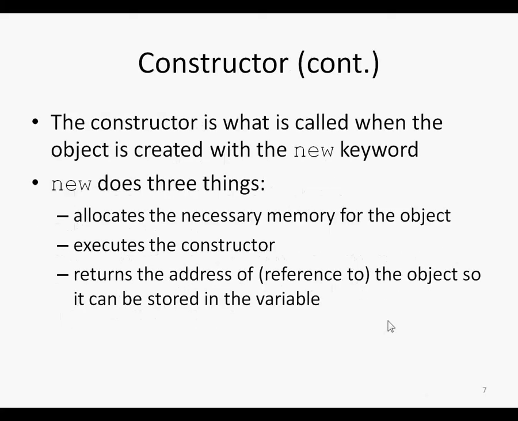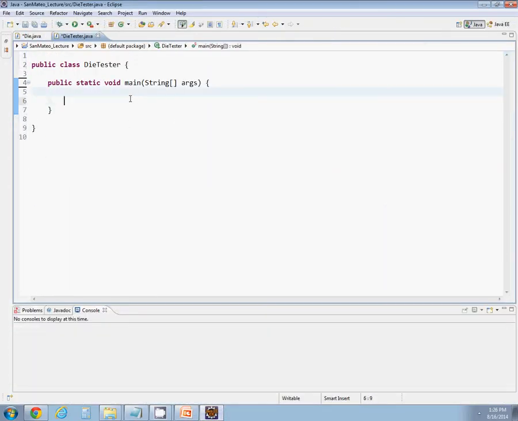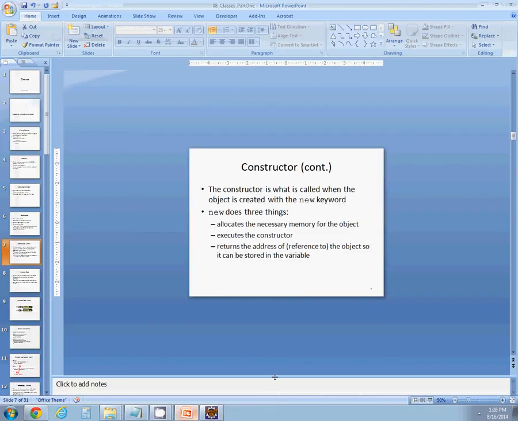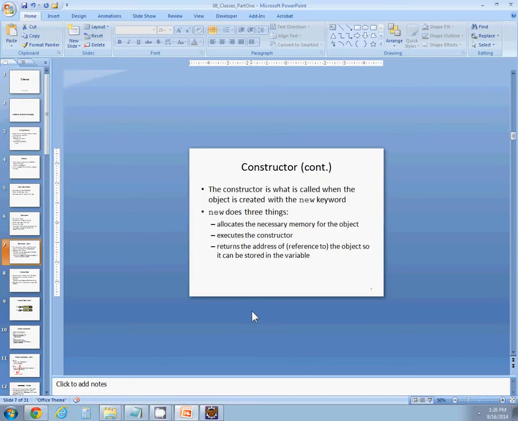Okay, so that's our constructor. Now, when we invoke our constructor, or call it to create a new object, we will use the new keyword. So for example, if in my driver program that doesn't have any code in it yet, I want to create a die object, call it die1, I will use the new keyword and a call to my constructor that I just wrote. Now, that new keyword does 3 things. It allocates the space in memory that we need to keep track of that object. It invokes the constructor, and then once the constructor is done, it returns the address or the reference to that object so that it can be stored in the variable.